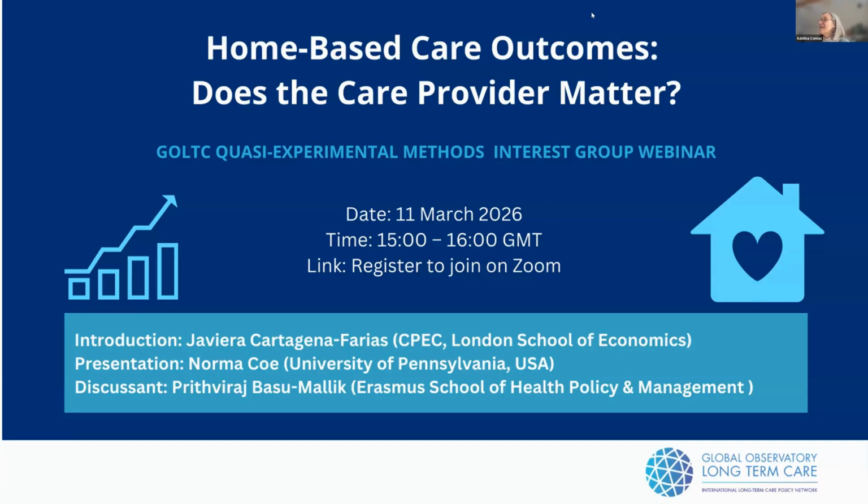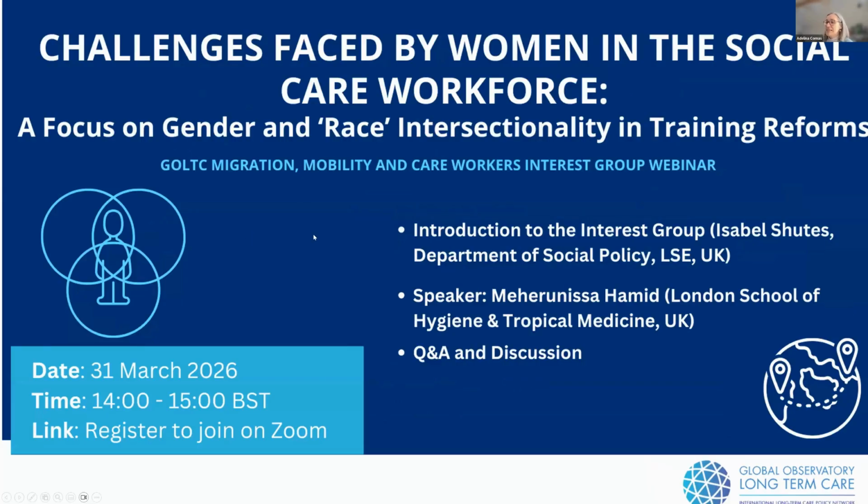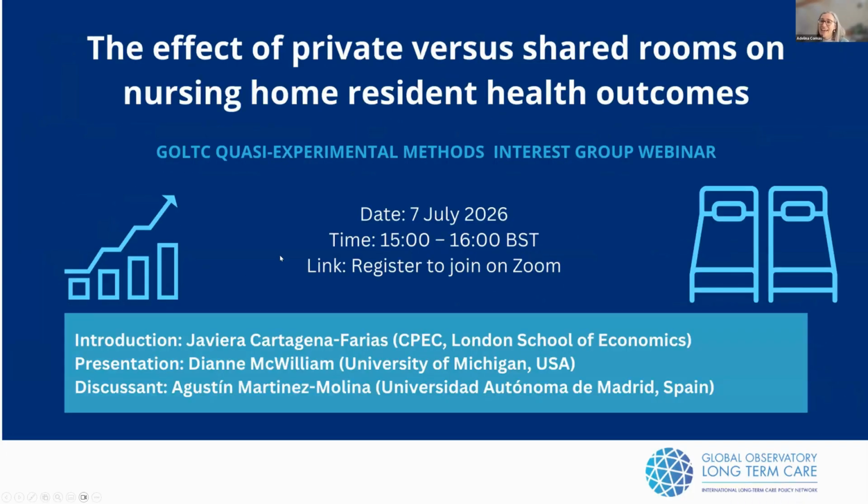In terms of our next events, we have one on the 11th of March on home-based care outcomes, with some evidence from the US looking at whether the type of provider matters. Another on the 24th of March looks at social connection in care homes from the SONET study, on how to measure and how to improve social connections in care homes for people with dementia. On the 31st of March, one on the challenges faced by women in the social care workforce, focusing on gender and race intersectionality in training reforms, with evidence from the UK. And then one looking at outcomes for private versus shared rooms in nursing homes in the US, focusing on health outcomes in particular.